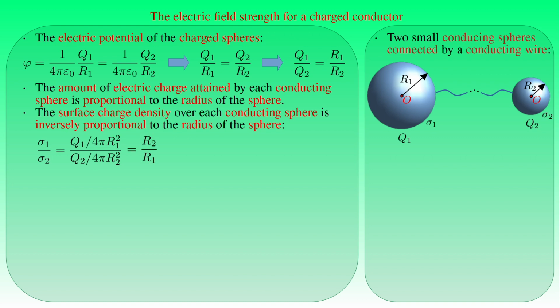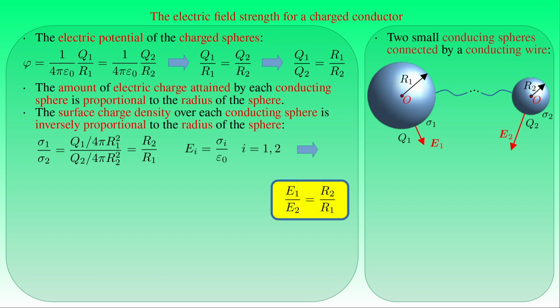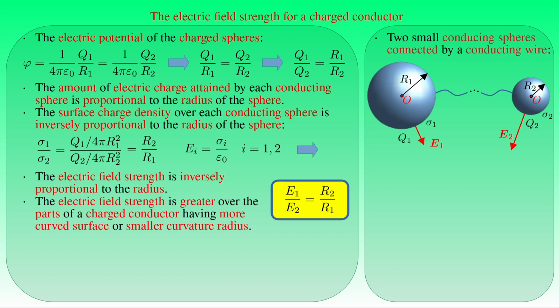Since the magnitude of the electric field strength produced by a charged conducting surface is equal to the surface charge density over the surface divided by epsilon naught, we conclude that the magnitude of the electric field strength E sub 1 for the first sphere divided by the magnitude of the electric field strength E sub 2 for the second sphere, is equal to the ratio of the radius R sub 2 of the second sphere to the radius R sub 1 of the first sphere. In other words, the electric field strength is inversely proportional to the radius and the field strength is greater over the parts of conductors having more curved surface or smaller curvature radius.